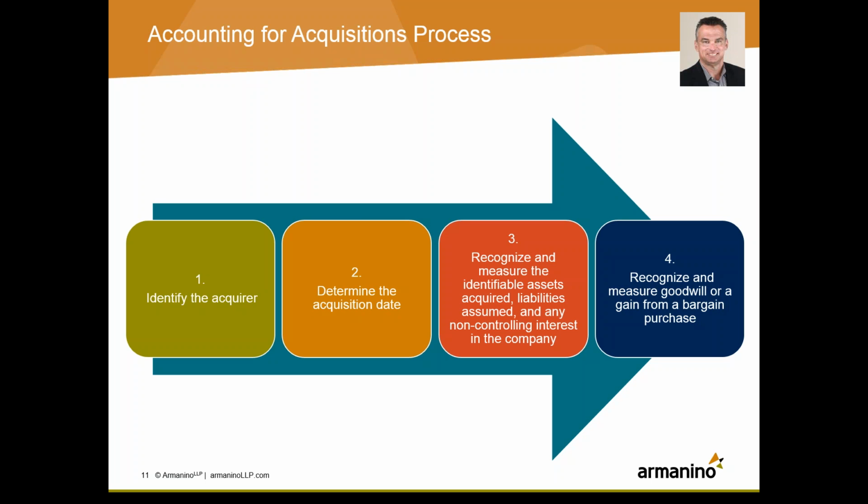And the last step is to measure goodwill, or a gain from a bargain purchase, but it is very rare to see a bargain purchase. Auditors in particular do not like seeing a bargain purchase unless there's very strong evidence that there is one.